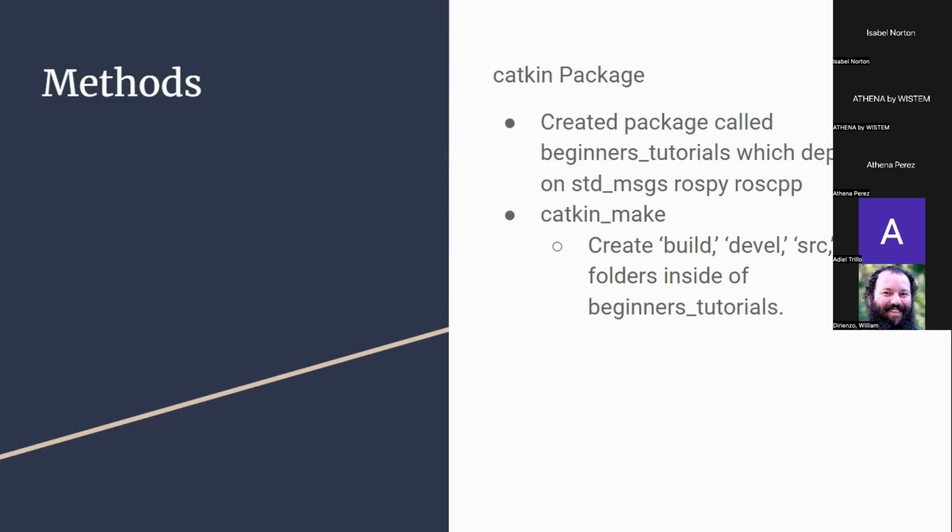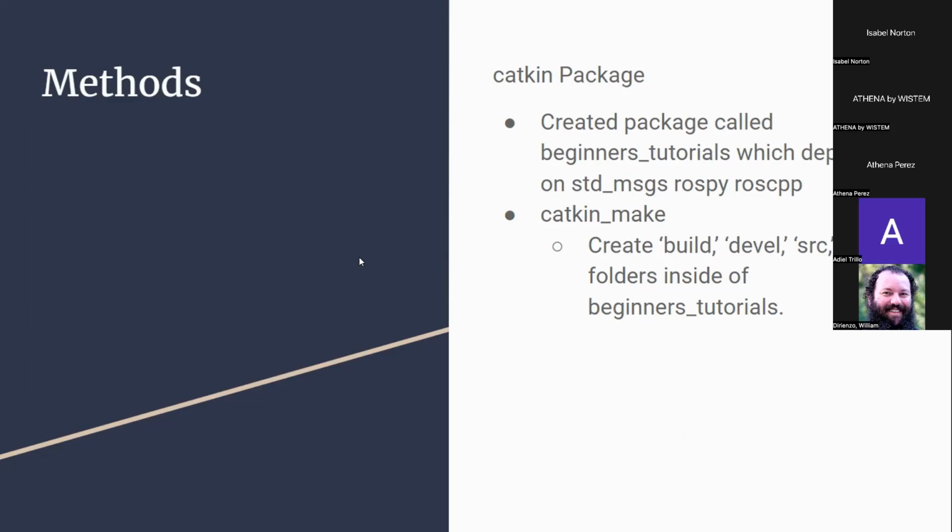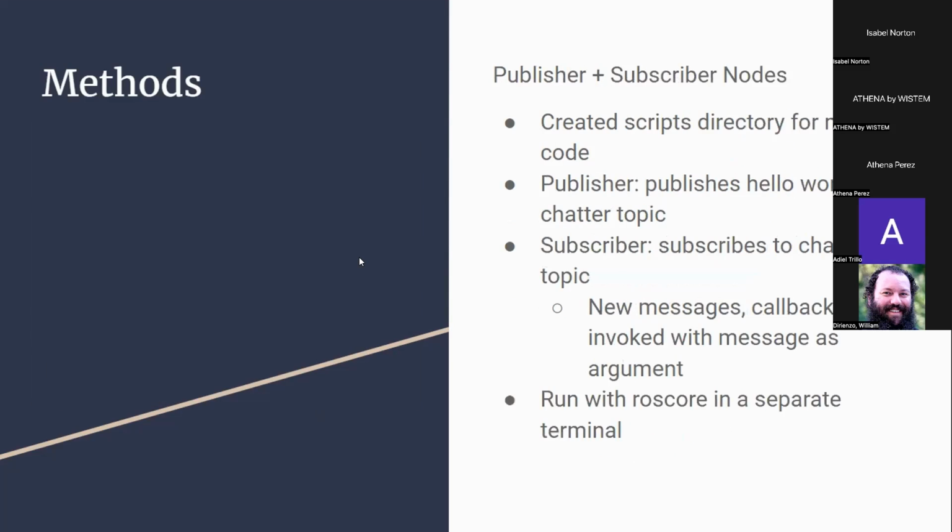And the beginners tutorials folder was inside of my source folder over here. So it was in there. So that's how I accessed it. And finally, for the publisher and subscriber nodes, I first created a scripts directory for my code. And I just changed directories into the scripts by doing cd scripts.